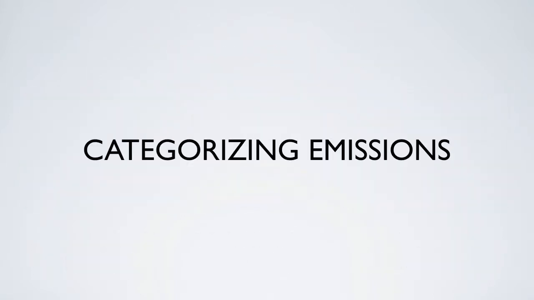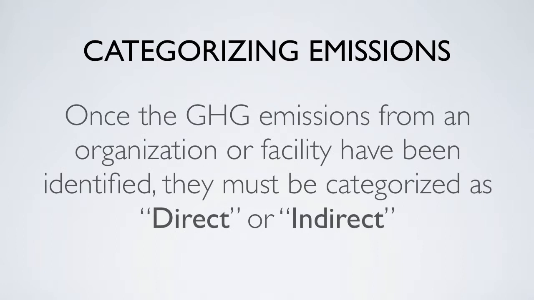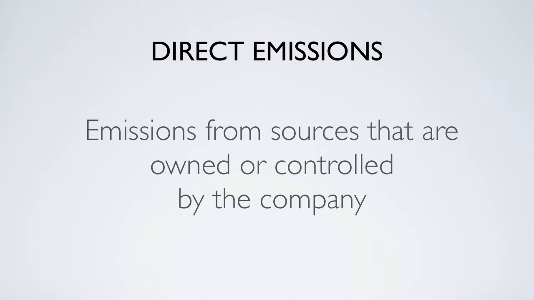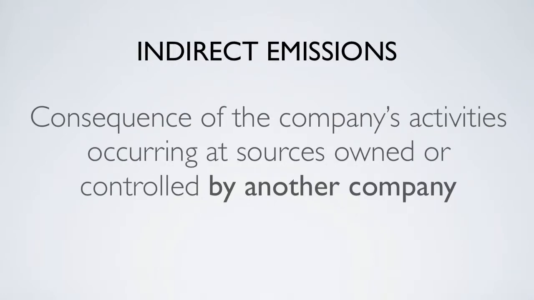Categorizing emissions. Once the greenhouse gas emissions from an organization or facility have been identified, they must be categorized as direct or indirect. Direct emissions are emissions from sources that are owned or controlled by the company. Indirect emissions are a consequence of the company's activities, but they occur at sources owned or controlled by another company.